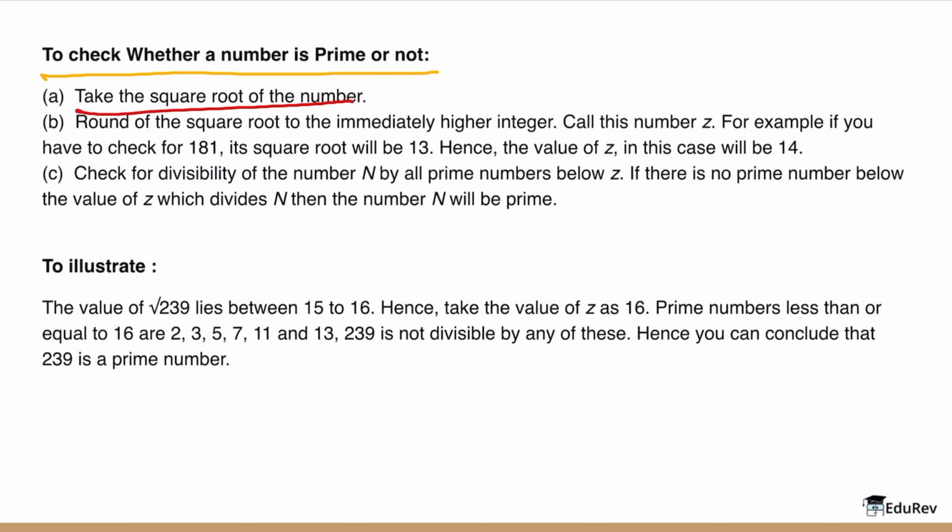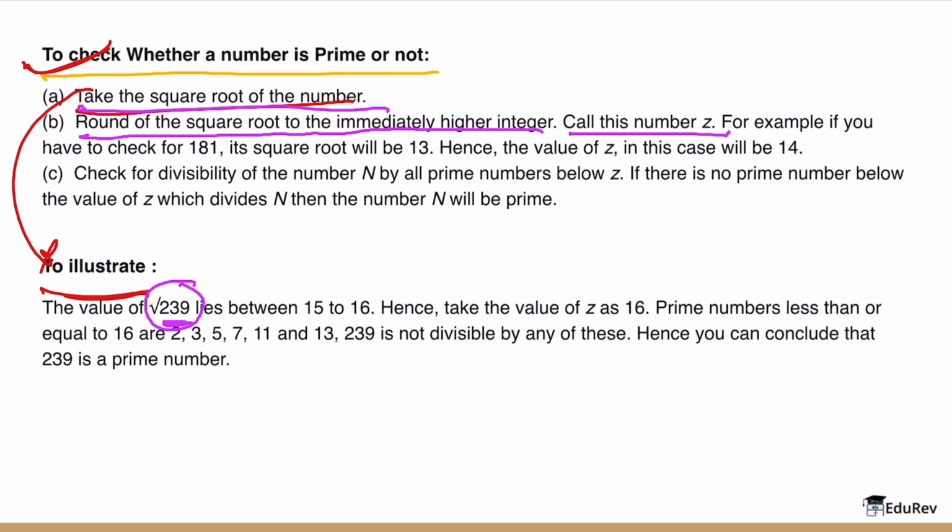So there is this illustration which I have given. I'm going to read these steps and side by side see the illustration as well for better understanding. So what are they saying? Take the square root of a number. Now suppose the number is 239. I have taken the square root of that number. Then round off the square root to the immediate higher integer. Call this number z. Now 239 lies between 15 and 16. Hence the value of z is going to be 16, because you have to call the immediate higher integer z.